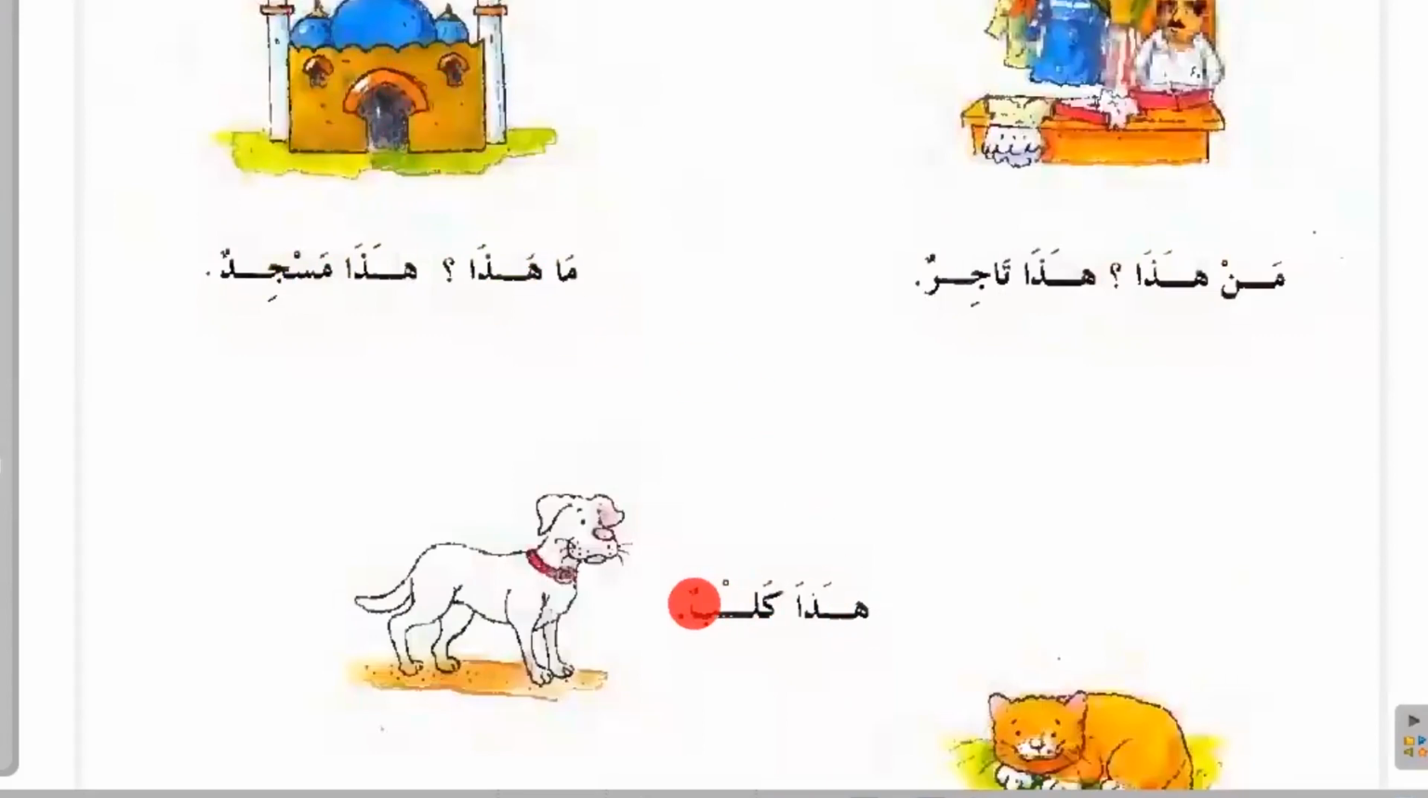Okay. Haza kelbun. This is a dog. So kelbun means a dog.